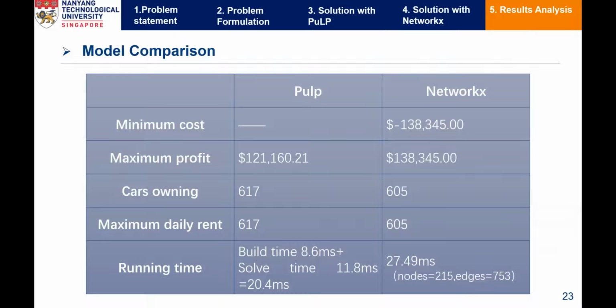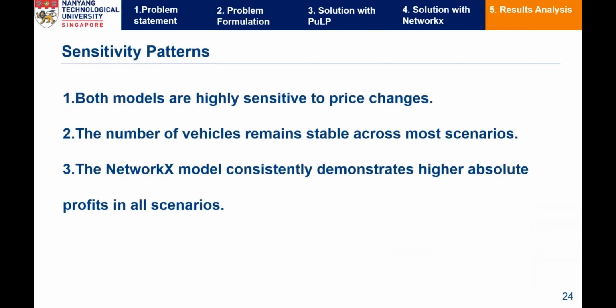On running time, both are fast. PuLP is slightly faster because NetworkX is more complex. Now, we discuss sensitivity. We vary different variables and observe how the solution responds. Firstly, high price sensitivity. Both models are highly sensitive to price changes. A small price change moves the objective materially. Secondly, the optimal number of vehicles stays close to 600 in most scenarios. Finally, in every scenario, NetworkX produces a higher absolute profit than PuLP.